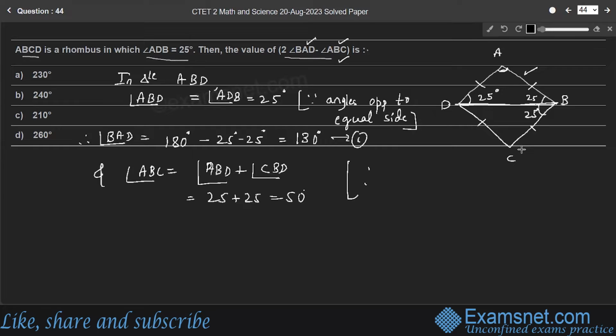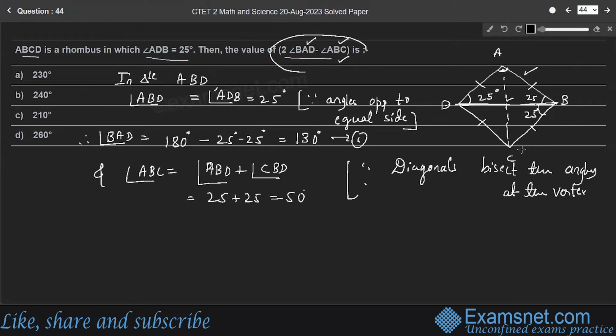The reason is, in a rhombus, diagonals bisect the angles. Bisect the angles means each diagonal divides the angles at the vertex into two equal angles, right? So one diagonal divides two angles. Here the first diagonal BD divides angles B and D, right, into 4 angles, whereas the second diagonal AC divides angles A and C into 4 equal angles, right? Therefore, here ABC is 50 degrees.